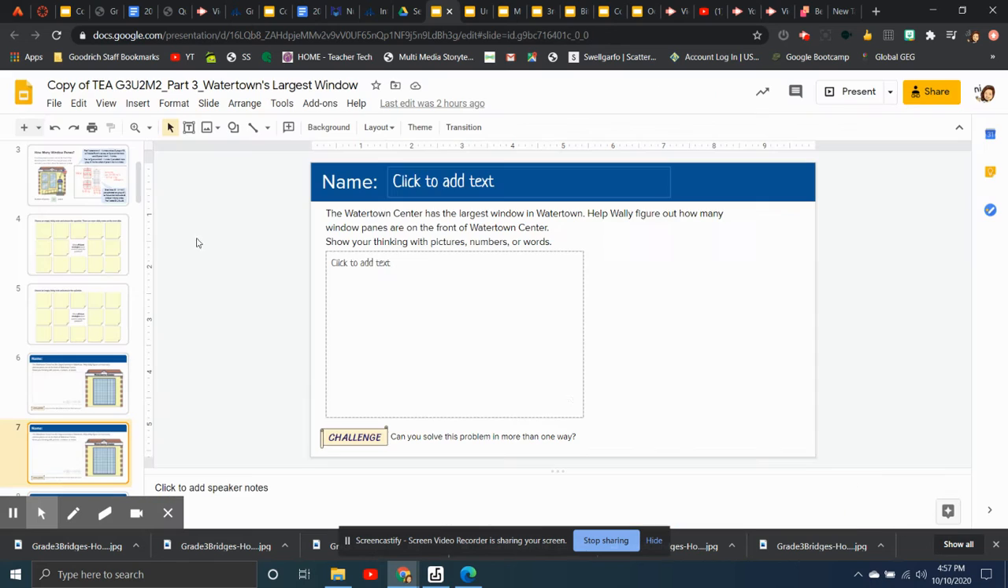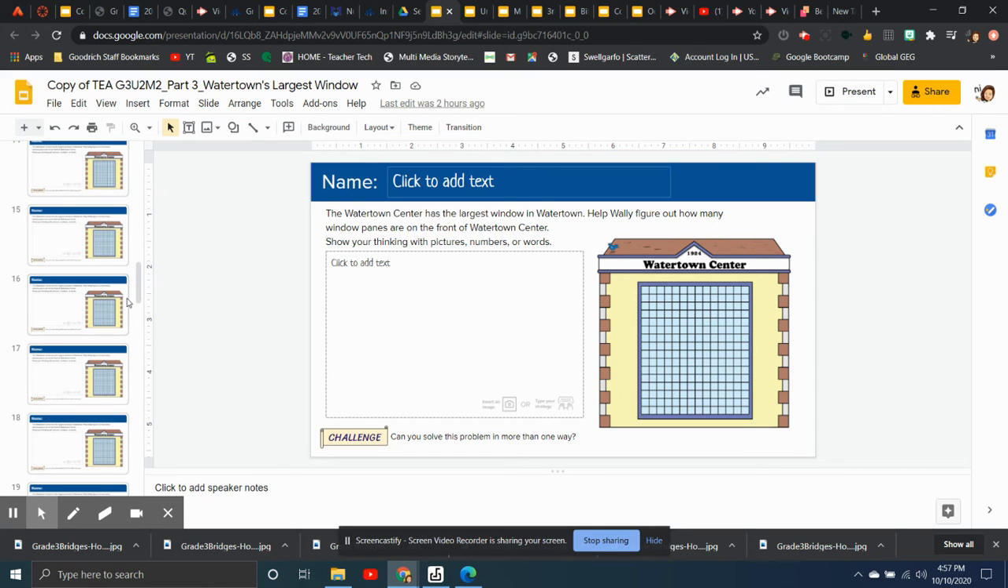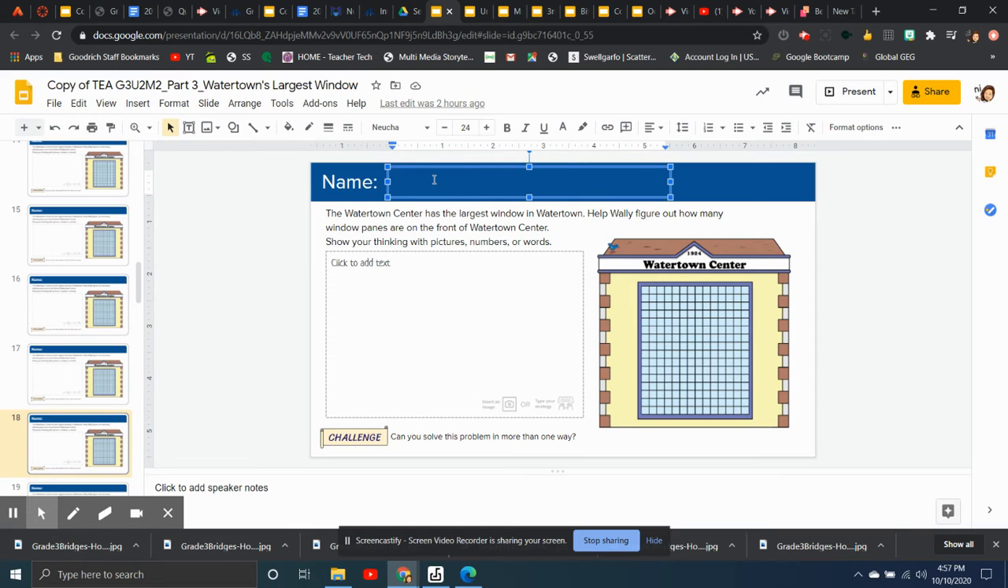So when there's one for everyone, see, look, there's 33 slides. So all you need to do is click here, put your name, and you're going to solve it one way. And then if you can solve it more than one way, which would be great, you could probably have enough room in here to put method 1 or strategy 1 and strategy 2.